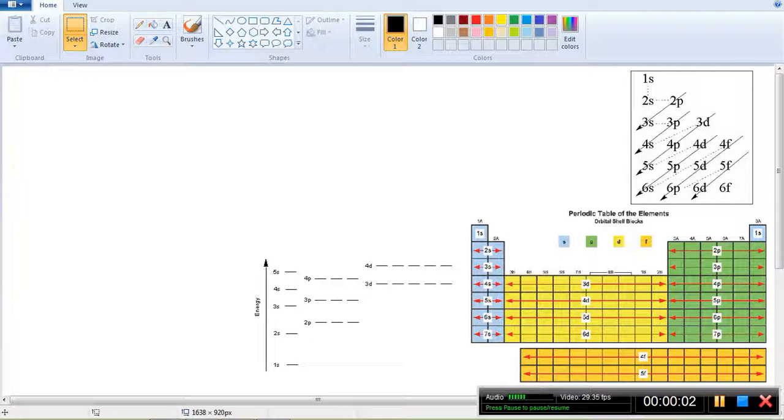So today we're building on what we were talking about yesterday when we learned about the Bohr model of the electron and orbitals. We're going to learn that, as with most things, it's not quite that simple, which is kind of unfortunate.